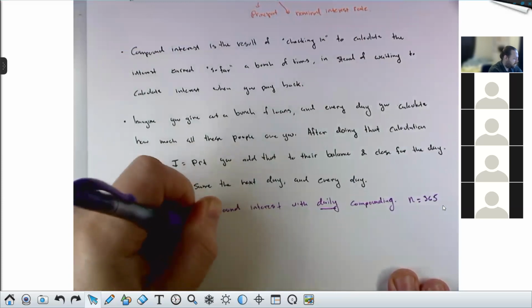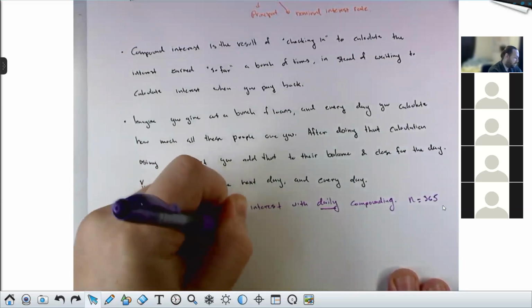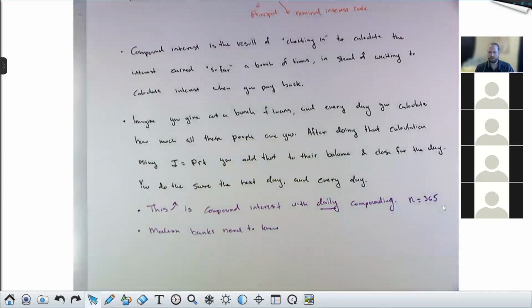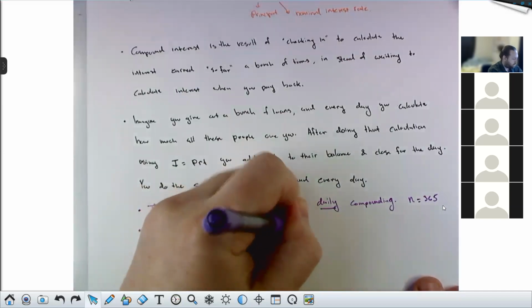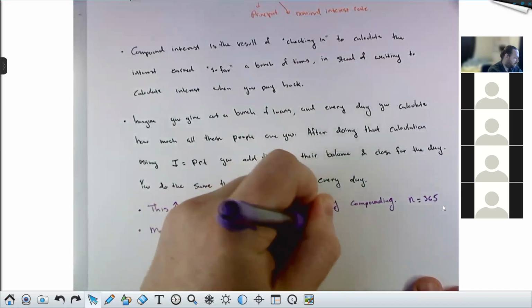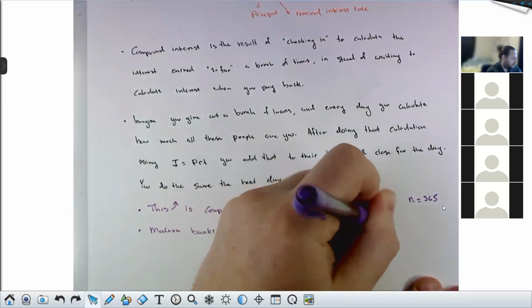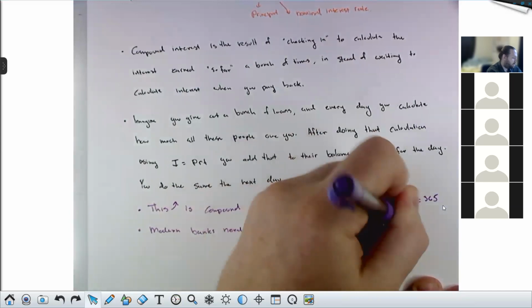Modern banks need to know. And you and I want to know, right? When I go look at my student loan, I don't want to be surprised by that number. I don't want it to update once a month or once a year. I want to know exactly how much I owe at that moment. So modern banks and you and I and everybody in the modern world want to know the value of their assets at any moment in time.